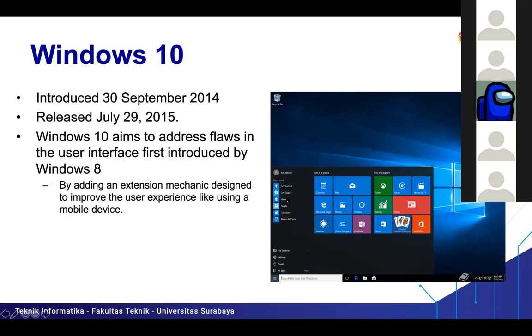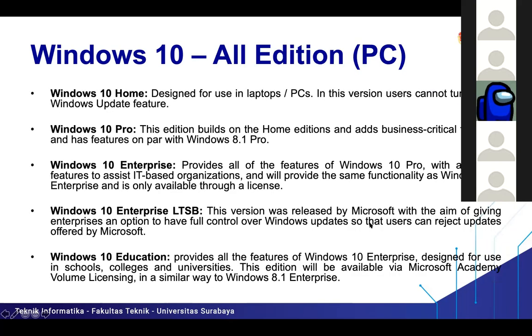So yeah, if you try to press the Windows button like you see on the screen, we have a user interface like this one. If you use Windows 7, Windows 7 doesn't have this user interface, right? So this one is the version of Windows 10.